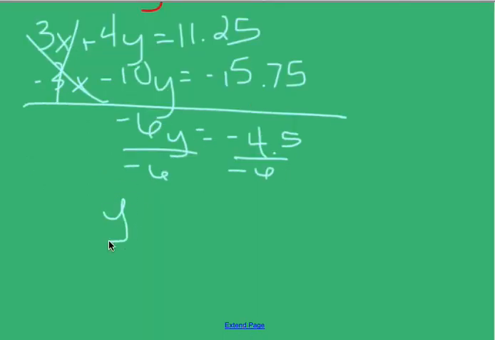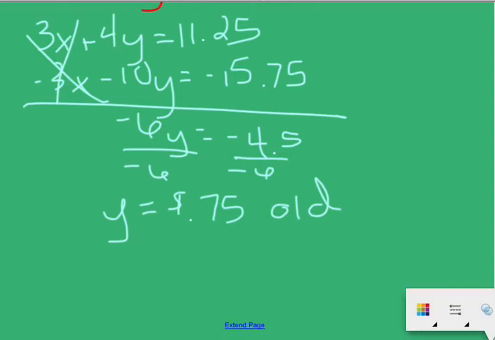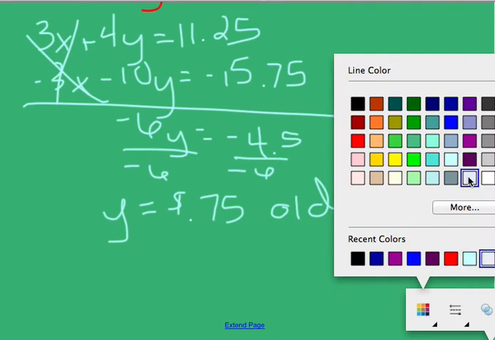And when I do that, my negatives are going to cancel, and I end up getting 0.75. So it's 75 cents. So I want to label it with money, but I also want to say old, because I want people looking at it to know that that represents the price of old comic books. And now I want to put in the price for new comic books.